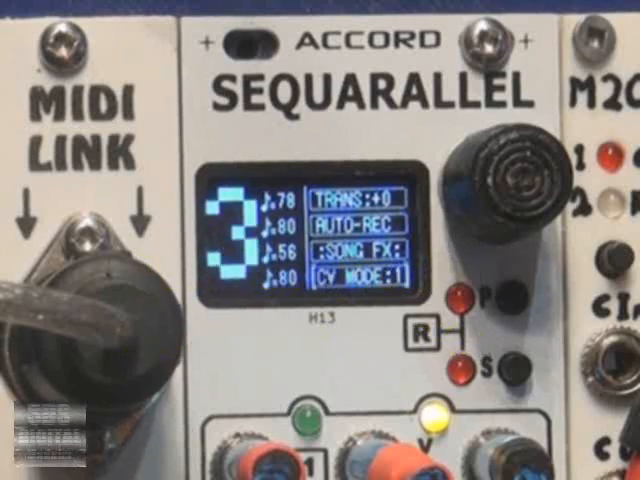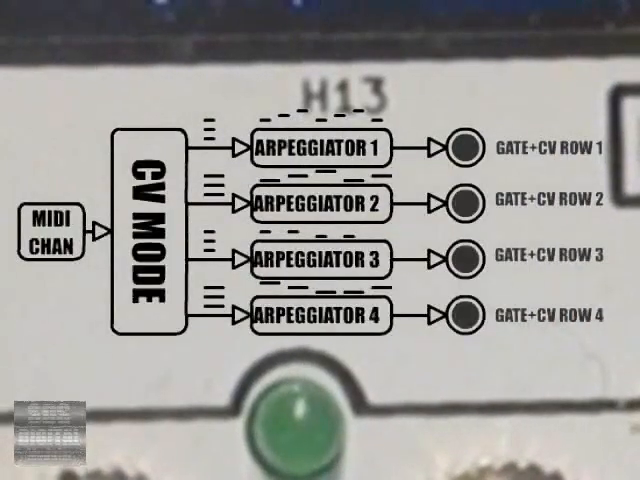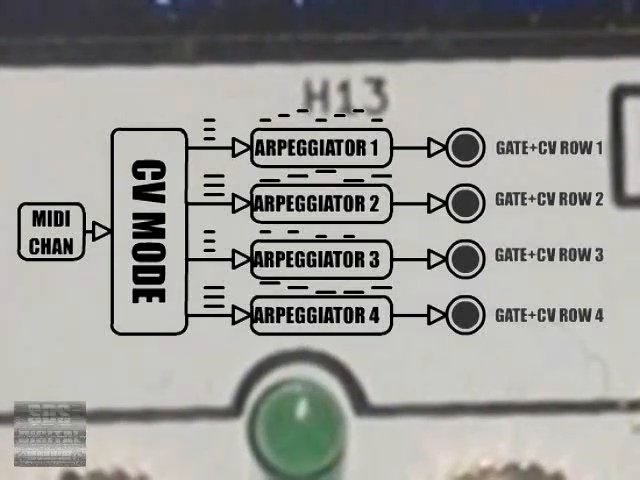This tutorial/demo will cover the 5th CV mode order, arpeggiators. There are 4 arpeggiators, one for each gate and CV jack row. The CV mode determines which sources and which MIDI channels get to the gate and CV jacks.